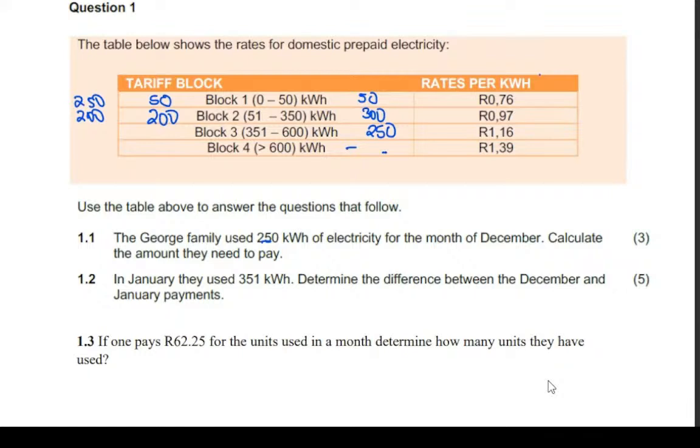We shall say 50 times 0,76 plus, here we have 200, which will be 200 units times 0,97. So this is 232 rands.